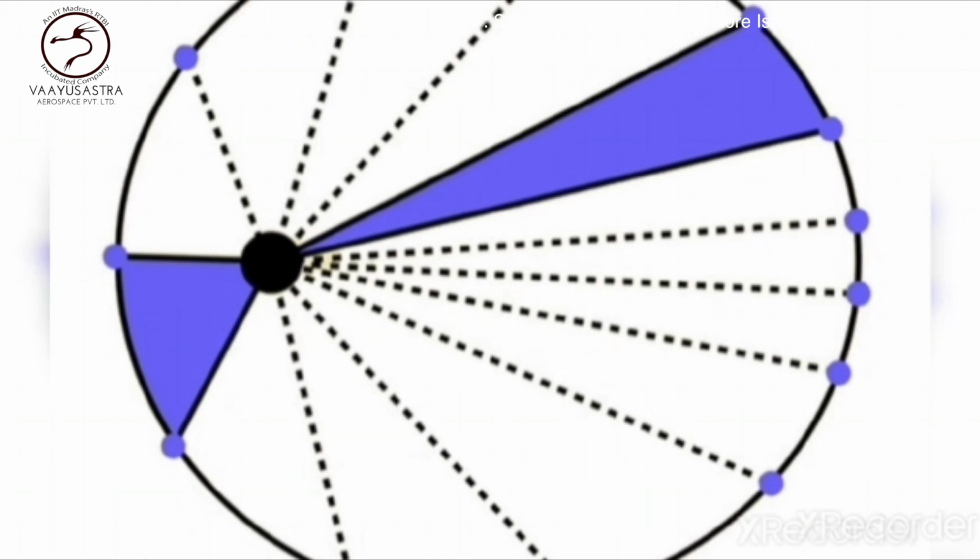The second law is the law of equal area. It describes the speed at which any given planet will move while orbiting the sun. The speed at which any planet moves through space is constantly changing. A planet moves fastest when it is closest to the sun and slowest when it is furthest from the sun.